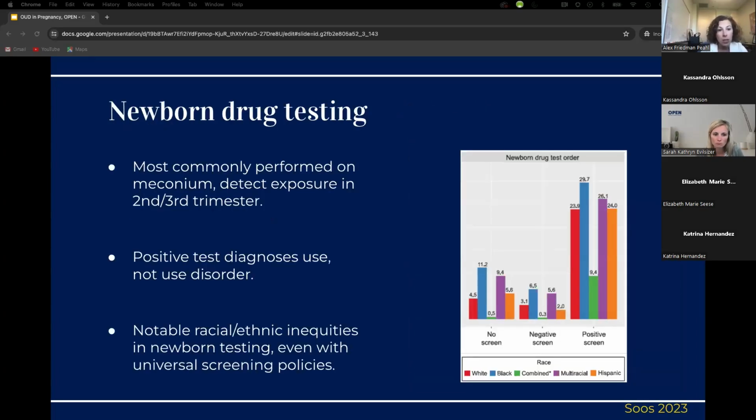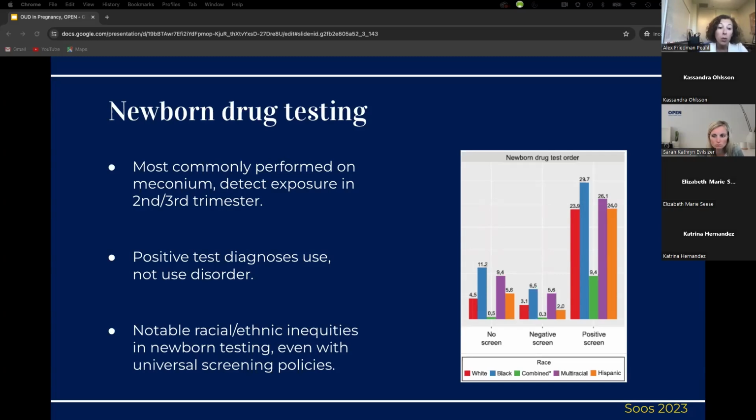I also just wanted to take a moment to mention newborn drug testing. This is most commonly performed on meconium or the first infant bowel movement, and this can detect exposure as far back as the second or third trimester of pregnancy. And this differs from infant urine screening, which just detects more recent use. Again, a positive test here diagnoses use, not use disorder.